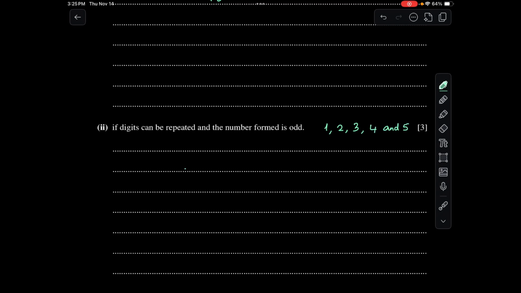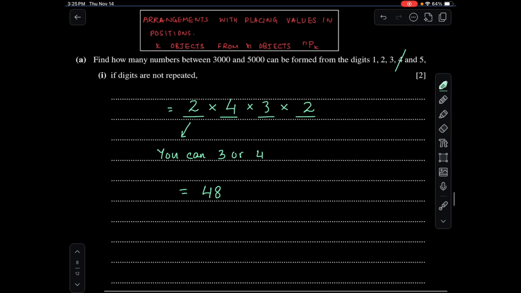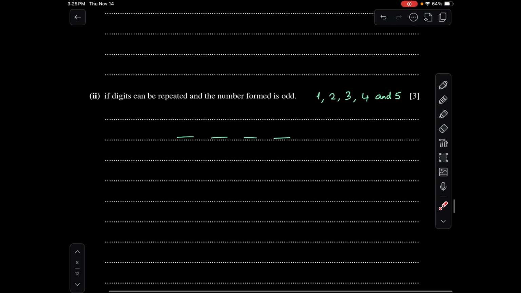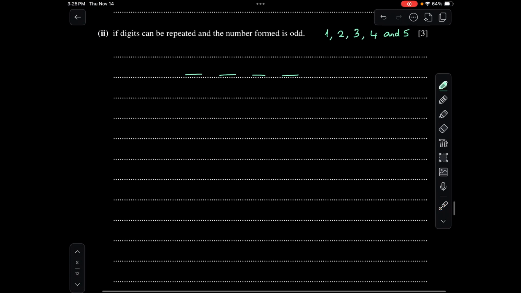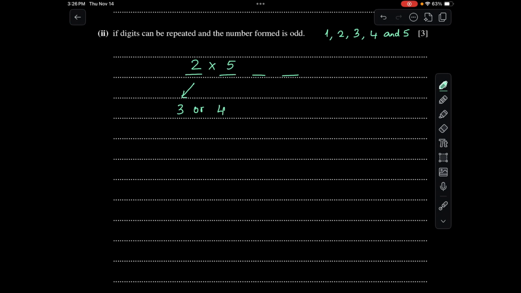Okay, so it is going to be a 4-digit number. Again, the condition is the same. It has to be between 3000 and 5000. So the first digit can be filled only in 2 ways. We can start with 3 or we can start with 4. Now, digits can be repeated, so the second position can be filled up in 5 ways. The same is true for the third position because the digits can be repeated.